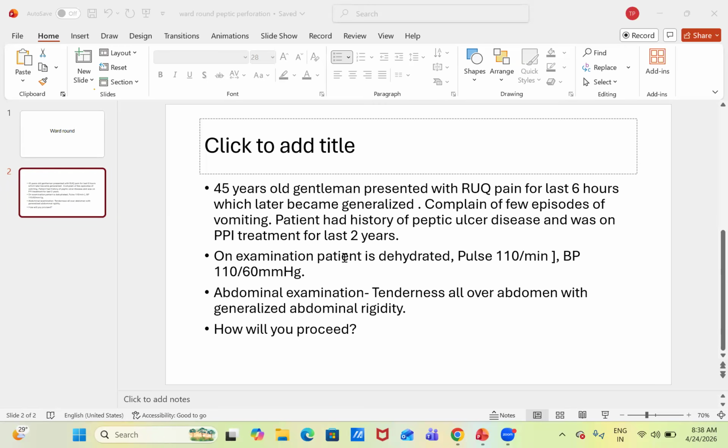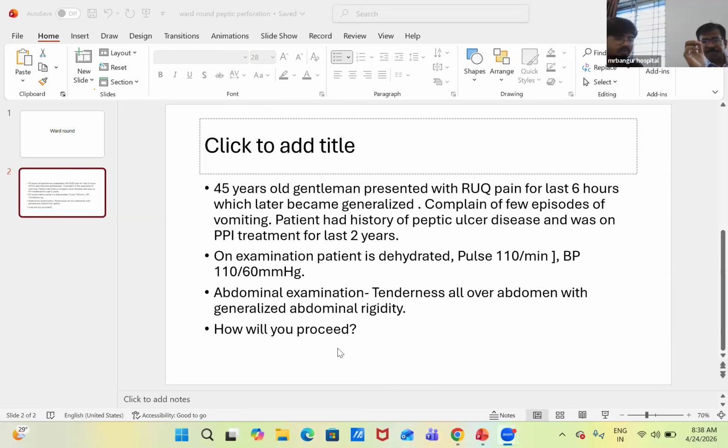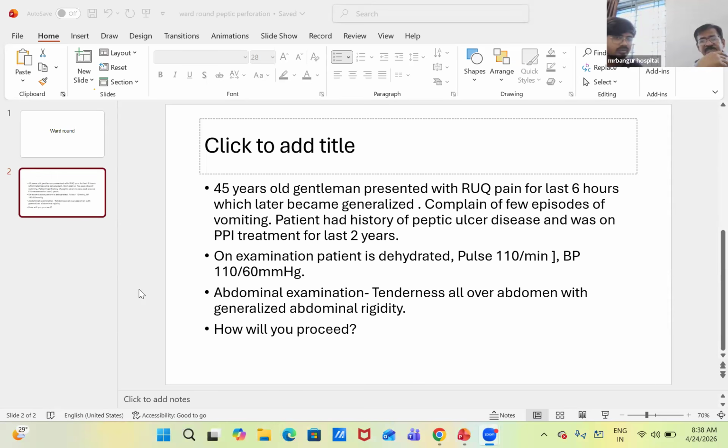Yes, sir, intestinal obstruction. No, when you think of a differential diagnosis, you should be thinking of the more probable diagnosis, because there are some points in this presentation: the pain started in the right upper abdomen, and then the pain became generalized. And another lead given is that the patient is a known case of peptic ulcer disease. So if a known peptic ulcer disease patient started having acute pain, what is the commonest clinical scenario you think of? Not intestinal obstruction. Yes, sir, peptic perforation.